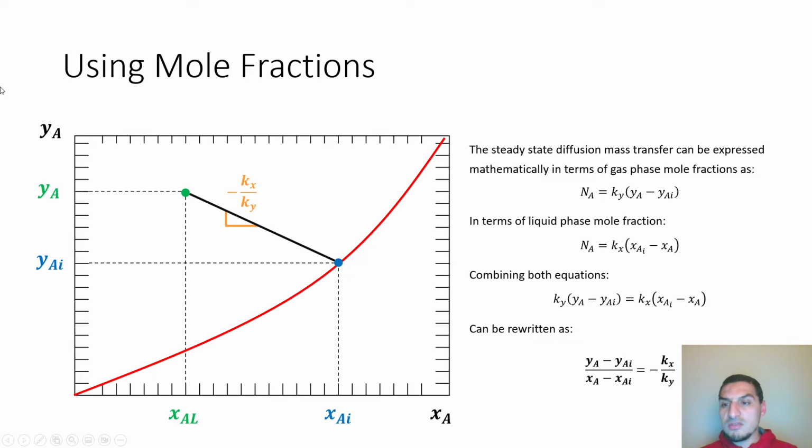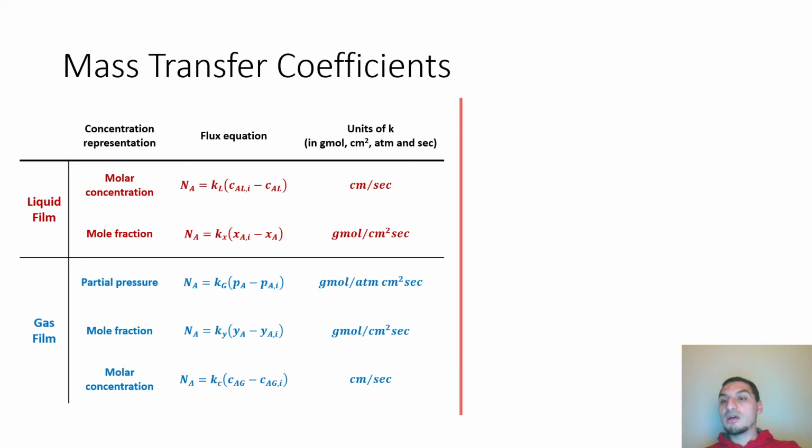So here I have the mole fraction in the gas phase, which is the numerator, and the mole fraction in the liquid phase, which is the denominator. The slope is negative kx over ky, and still I can get the interfacial concentrations. With mole fractions, I can tell the slope, I can see the driving force, I can see everything. So this is a very, very nice thing. You put your equations and then you translate them into lines on the graph.